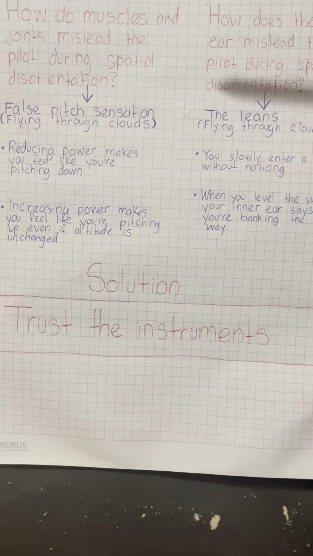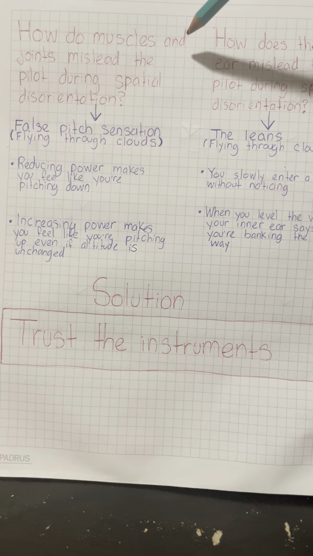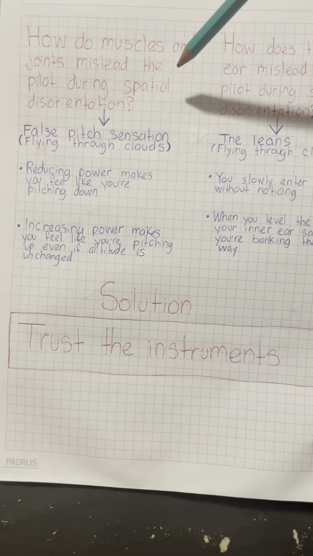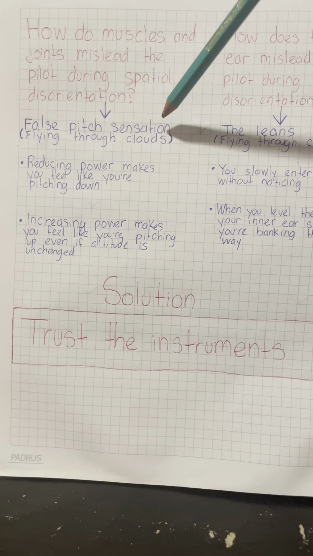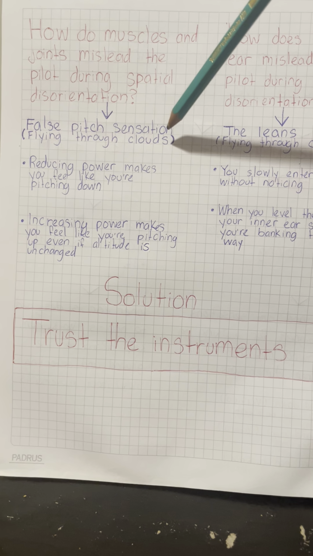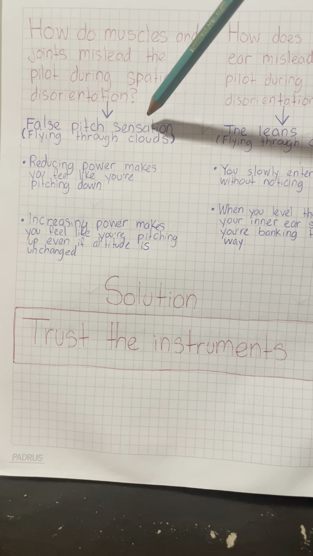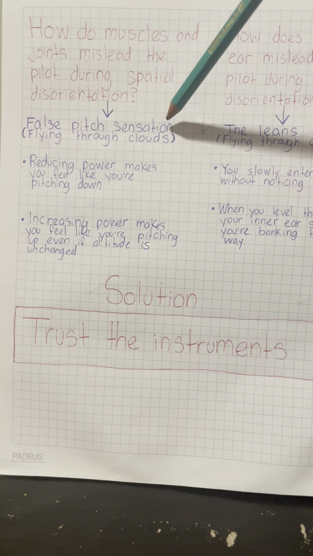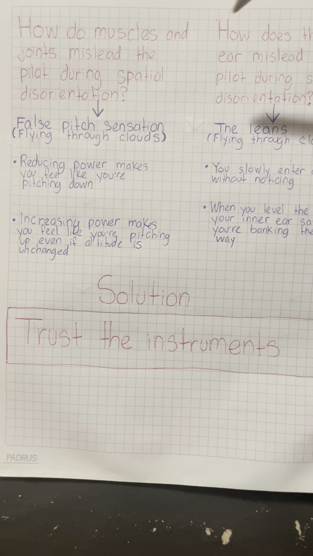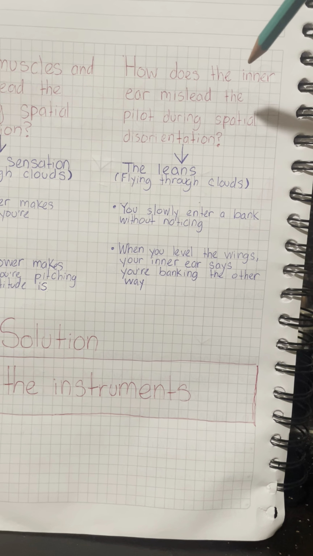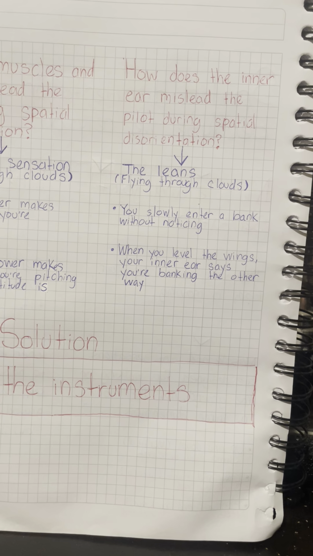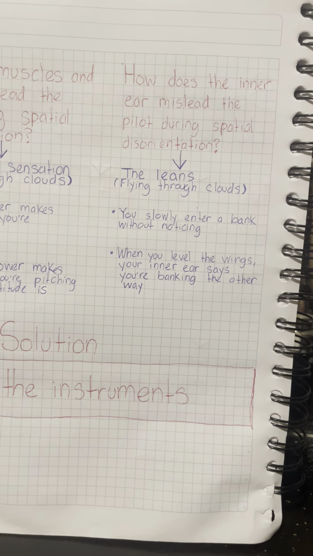So, answering this question, how do muscles and joints mislead the pilot during spatial disorientation? Well, this is just one example, when flying through clouds and experiencing this false pitch sensation. Now, let's take a look at how the inner ear misleads the pilot during spatial disorientation.